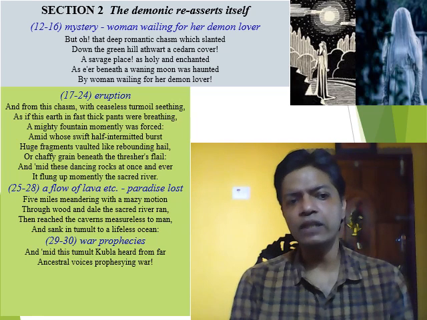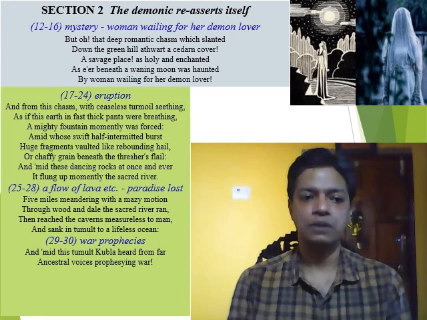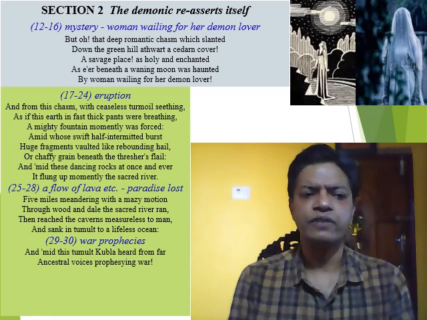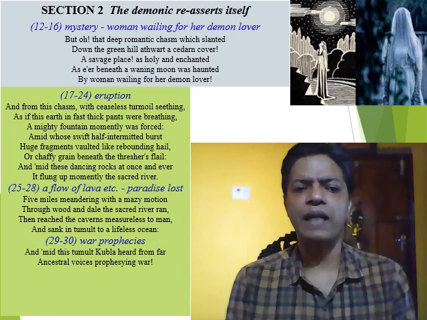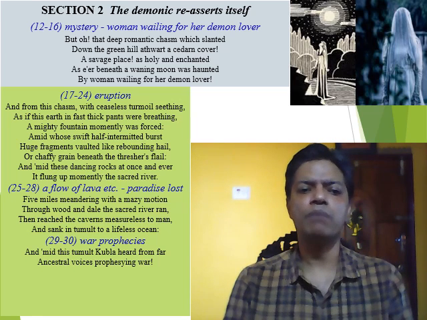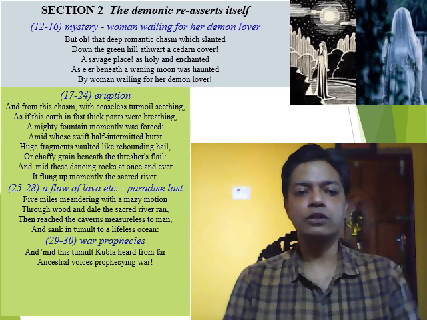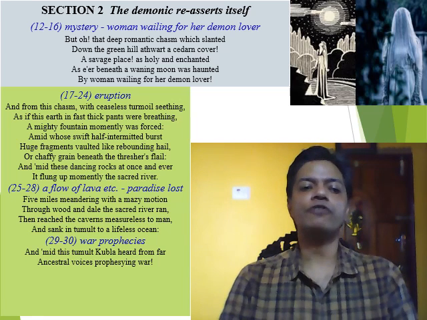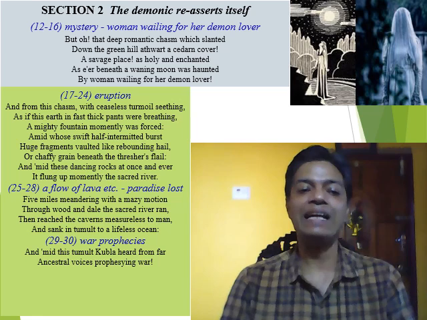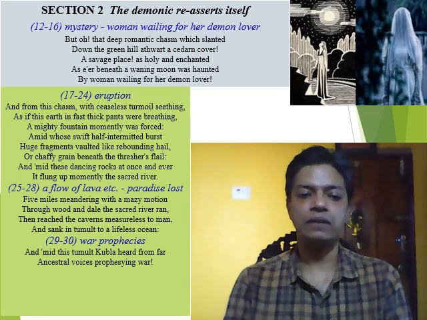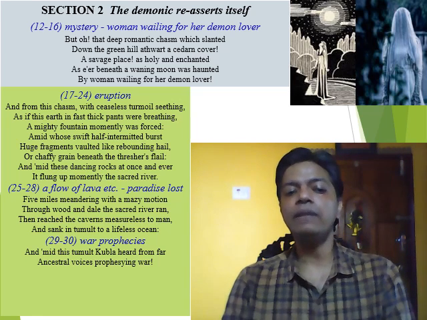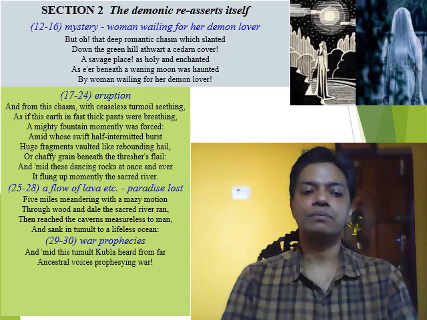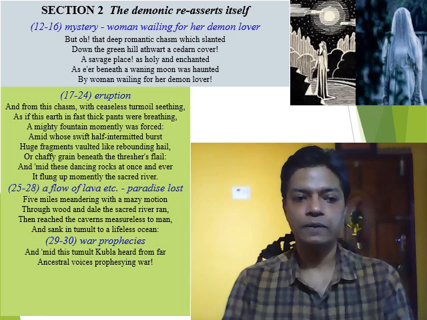Line number 17 to 24 talks about an eruption. And from this chasm with ceaseless turmoil seething, as if this earth in fast thick pants were breathing, a mighty fountain momently was forced, amid whose swift half-intermittent burst huge fragments vaulted like rebounding hail or chaffy grain beneath the thresher's flail. And amid these dancing rocks at once and ever, it flung up momently the sacred river.